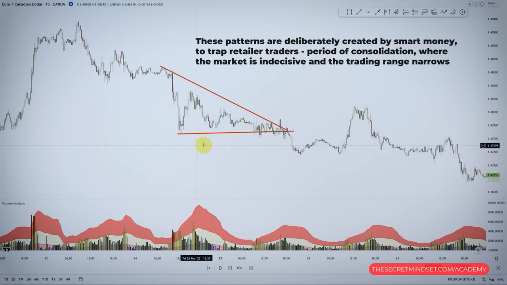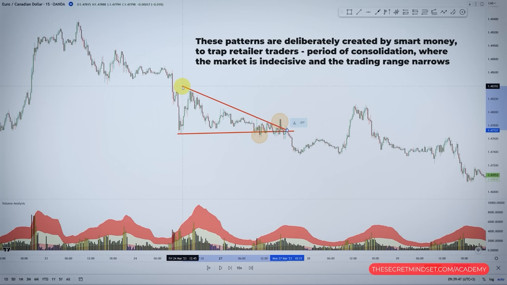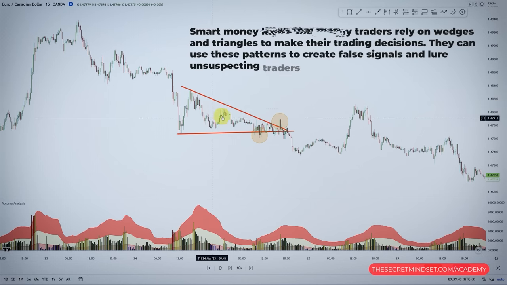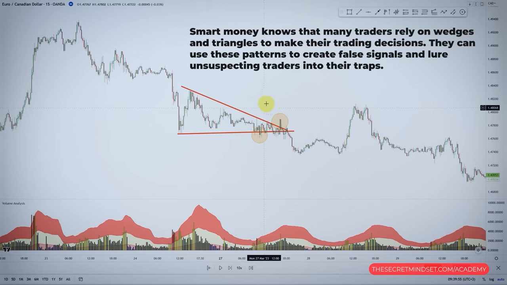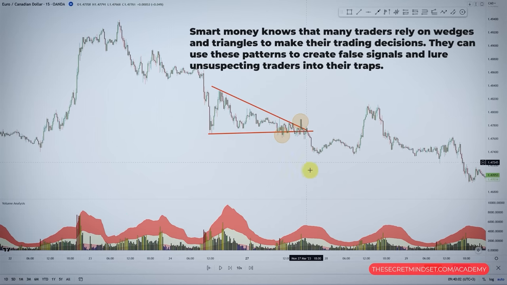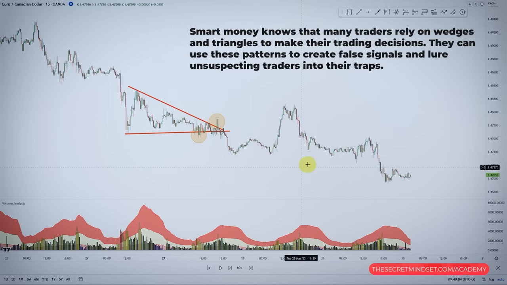Wedges and triangles are usually formed by two converging trend lines that connect the highs and the lows of the price action. They indicate a period of consolidation where the market is indecisive and the trading range narrows. Now, smart money knows that many traders rely on wedges and triangles to make their trading decisions. Therefore, they can use these patterns to create false signals and lure unsuspecting traders into their traps.